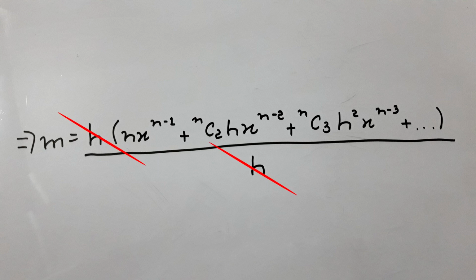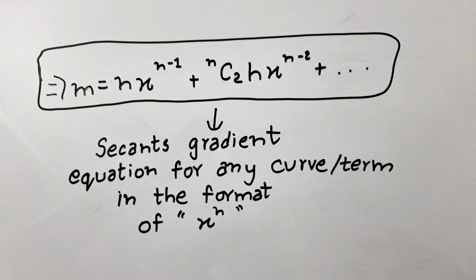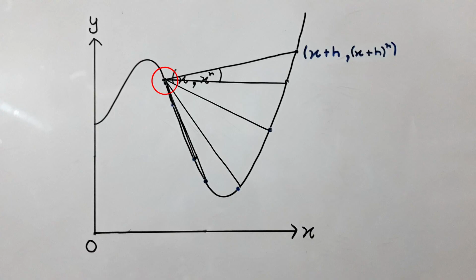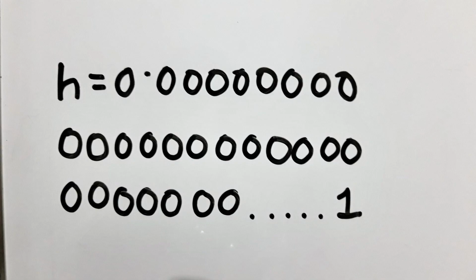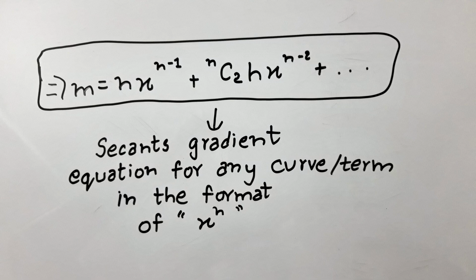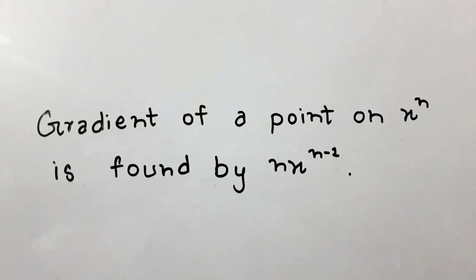And then when you cancel out the h in the numerator and the denominator, we are left with n x to the power n minus 1 plus nC2 h x to the power n minus 2, and so on. Any value after that will have one less power of h. Now that we have the secant gradient equation, we bring the two coordinates infinitely close to each other, resulting in h becoming infinitely small, subsequently making every term having h in it get neglected, leaving us the term independent of h, which is found to be n multiplied by x to the power n minus 1.